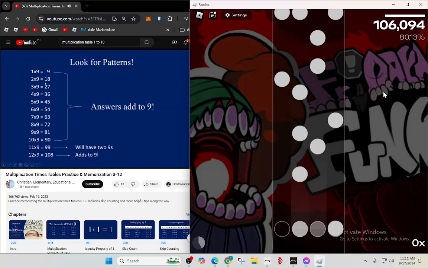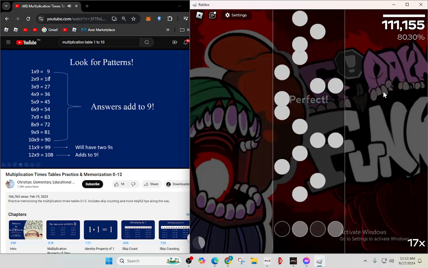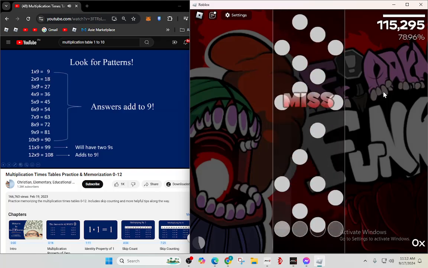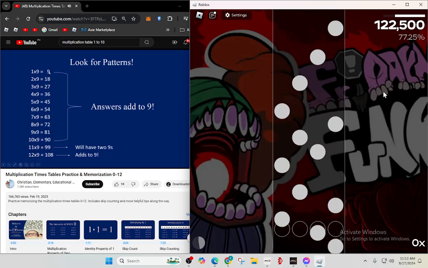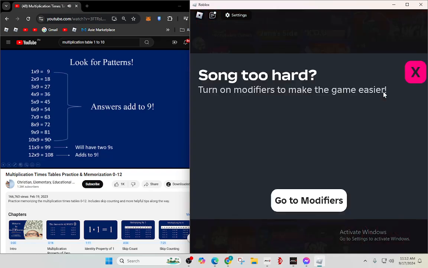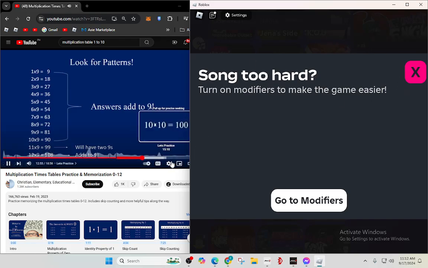The answer to 2 times 9 is 18. If you add your 1 and your 8 together, these two numbers total 9. 3 times 9 is 27. 2 plus 7 equals 9. And this will work for all of these equations, 1 through 10, multiplied by the number 9. Now the number 11 is actually going to have 2 9s in it. And the number 12, again, 12 times 9, these 3 numbers will now add to 9.